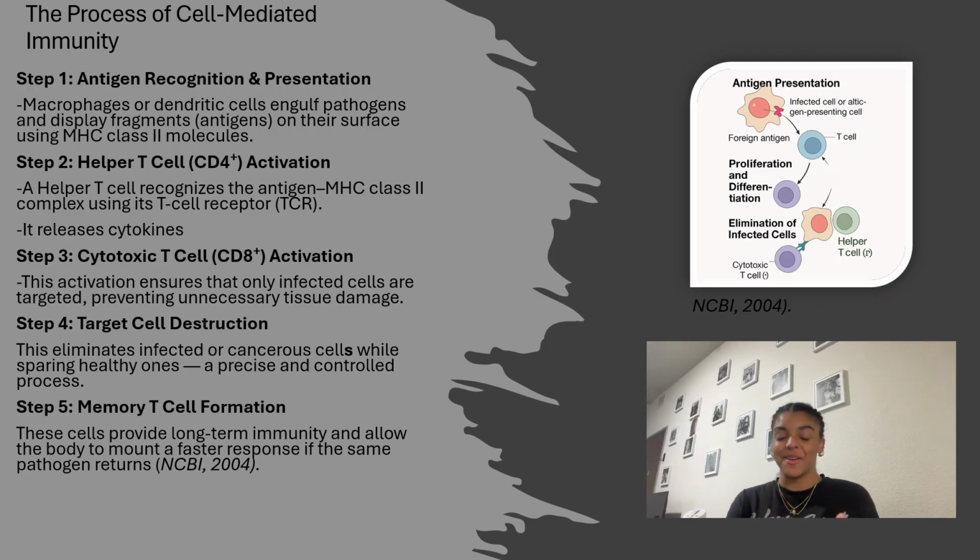All right, let's talk about some cell-mediated immunity. So, cell-mediated immunity is kind of like your body's own special defense team. It's targeting infected or abnormal cells that other defenses in your body can't really reach. So it starts when the macrophage or the dendritic cells eat a pathogen and show pieces of it called antigens on MHC class II molecules. That's basically like holding up your own wanted poster for the immune system.